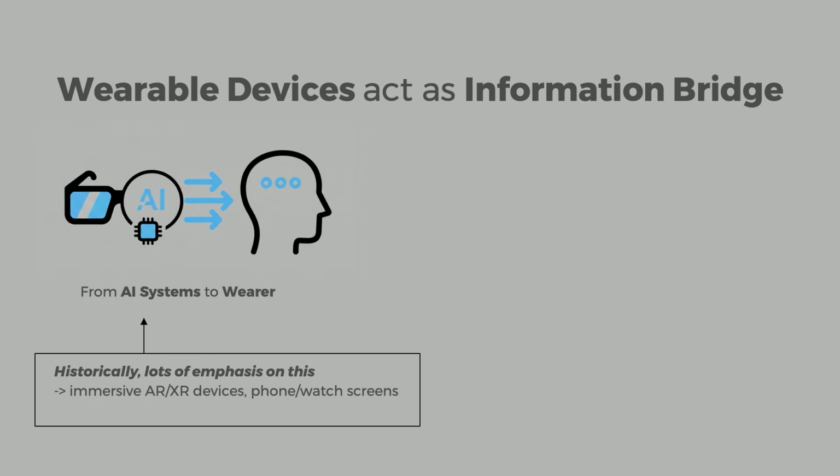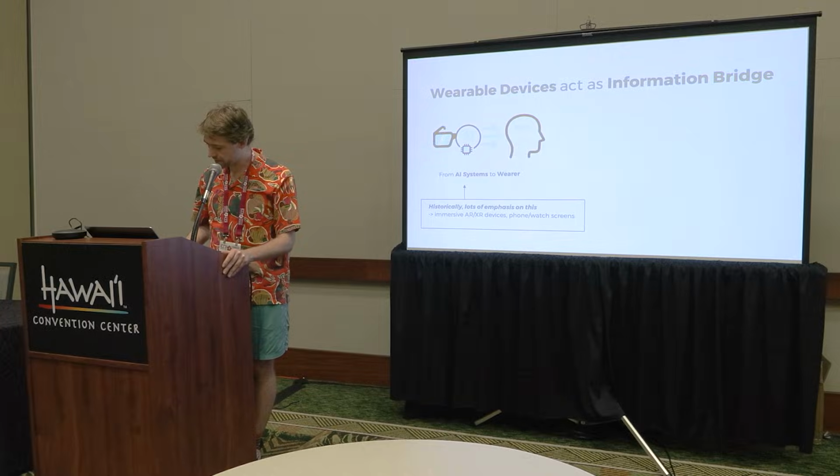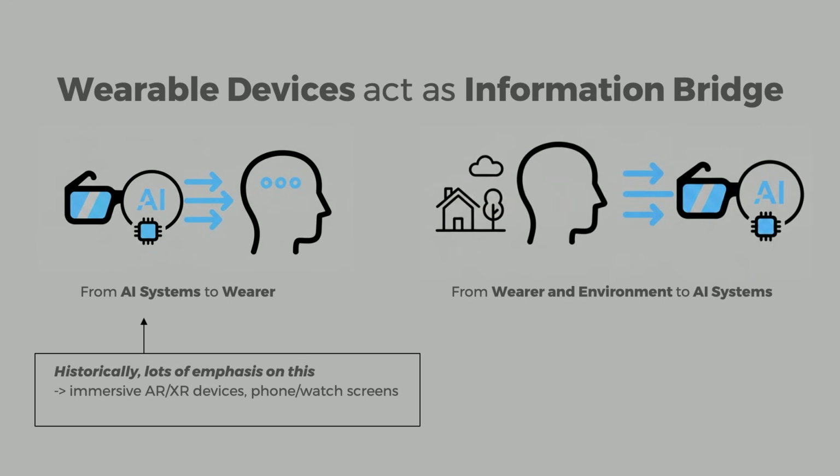That's where the emphasis is when you look at AR devices that have screens, XR devices that again have screens, mobile phones, smartwatches, right? Again, with the screen, they're all there to connect you to digital information so you can see it. I think the next generation of wearable devices is going to be about the other way around. It's about getting information from you as a person and about the environment that you're in to AI systems so they can help you better with whatever you're trying to do.